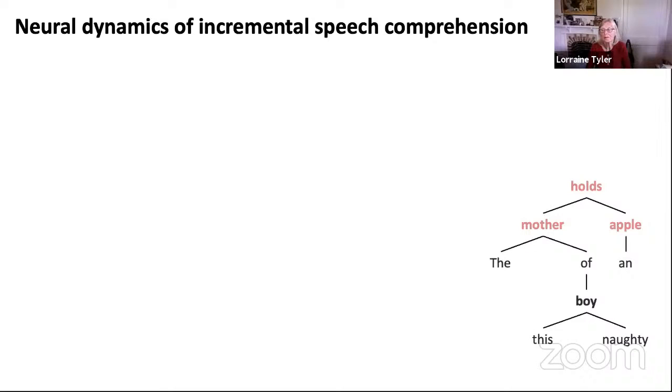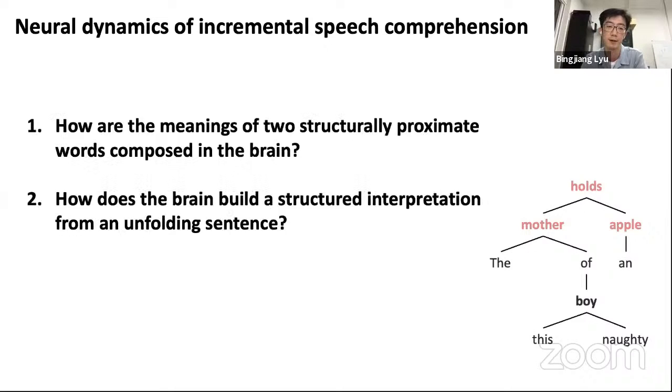Relevant to these, we asked two specific questions in the studies I'm going to present. First, how are the meanings of two structurally proximate words composed in the brain? That is, two words that are directly connected in the path tree, such as "hose" and "apple". Secondly, how does the brain build a structured interpretation from an unfolding sentence? So this goes beyond two words and involves different types of lexical properties that might be considered in sentence comprehension, where both linguistic and broad word knowledge come into play.